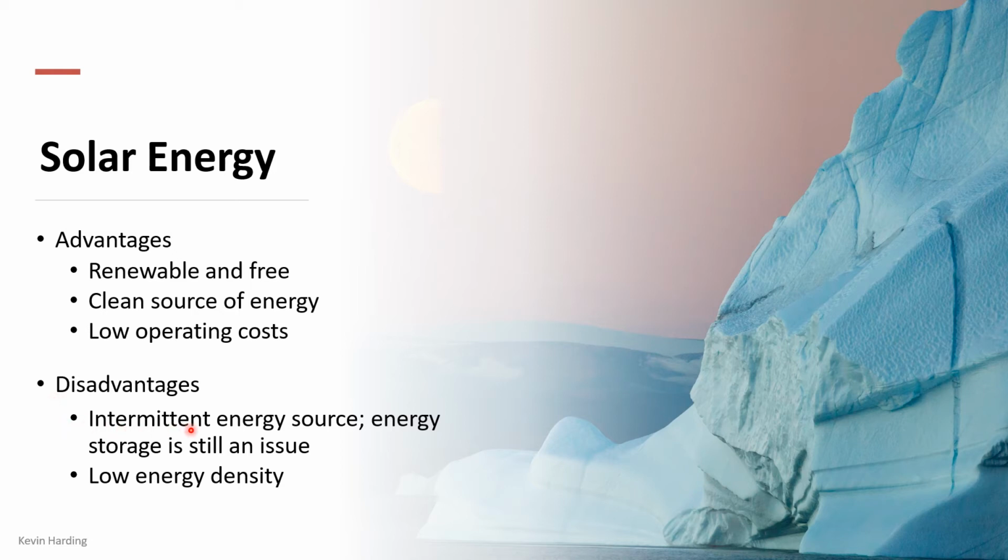It is an intermittent energy source, so energy storage is still an issue. If the sun disappears, your energy disappears, so you might need to go back and rely on one of the other energy sources. And we've already said it, it has a low energy density. There's not much energy per area of that cell.